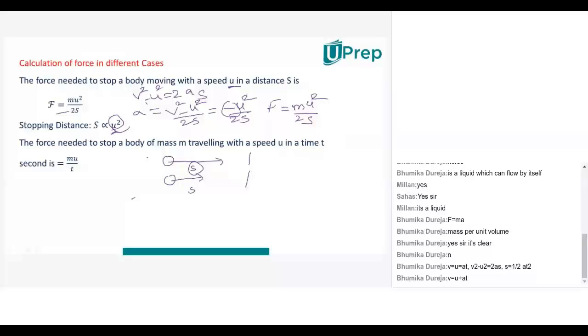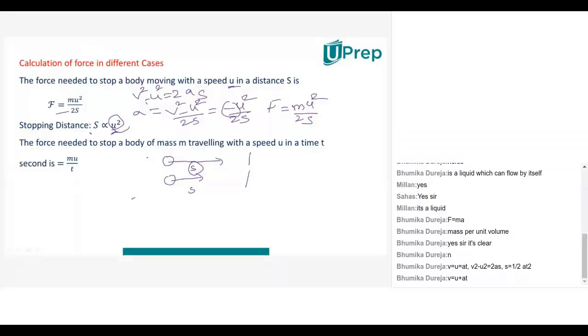Yes, sir. Okay. Now next one. The force needed to stop a body of mass m traveling with a speed of u in a time t seconds is what? mu by t. So how did we get this equation again?